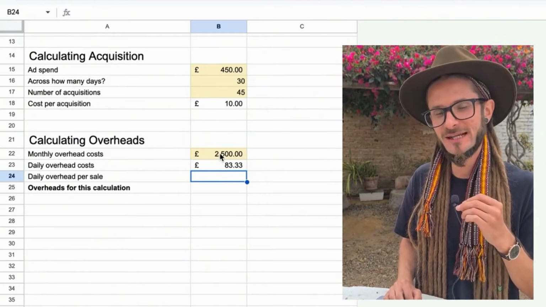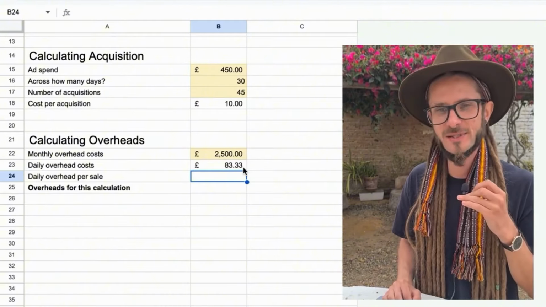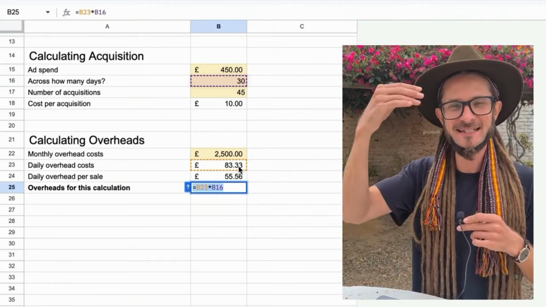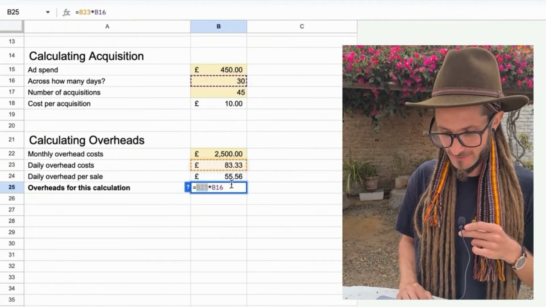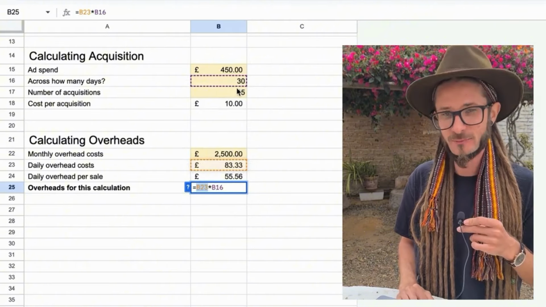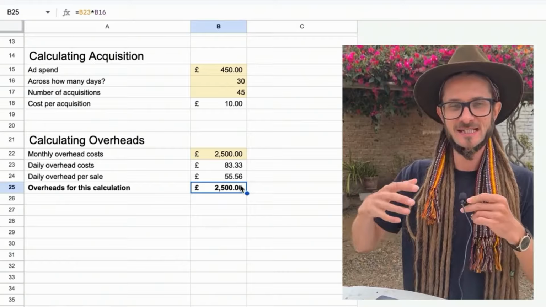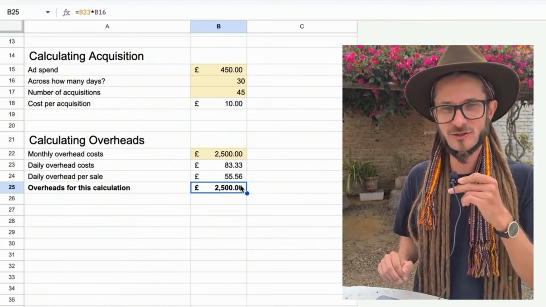And what is the monthly overhead cost and how many acquisitions have we had? And what is the cost of overheads per sale? How many days are we looking at? What is the average and what is the daily expenditure? Okay, so we need to times the daily overhead costs by the number of days that we're looking at, and this is an automatically calculated cell as well. So because the business is spending 2,500 a month across 30 days, this cell contains 2,500.